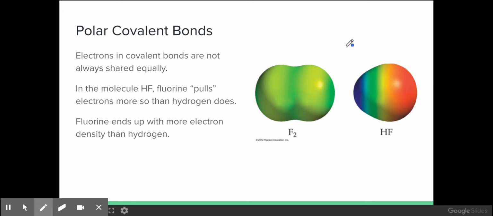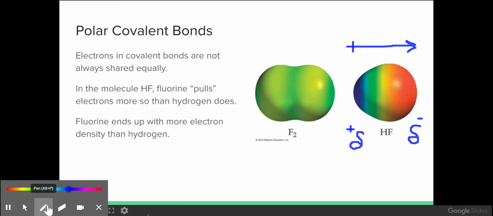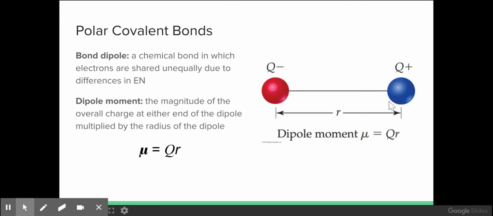There are two ways that we represent a dipole using symbols. We either use an arrow, with the positive side of the arrow showing the more electropositive element, and the arrow points towards the negative element. We can also use these lowercase delta symbols to show this side of the molecule is more positive, and this side of the molecule is more negative. A bond dipole is a chemical bond where the electrons are shared unequally due to the difference in electronegativity.